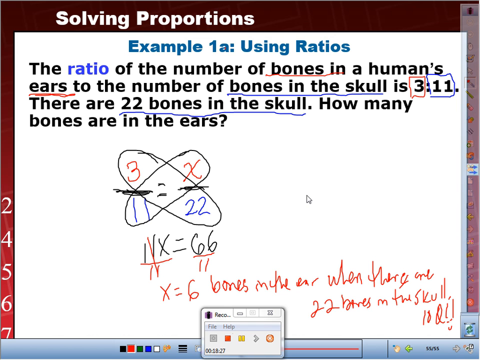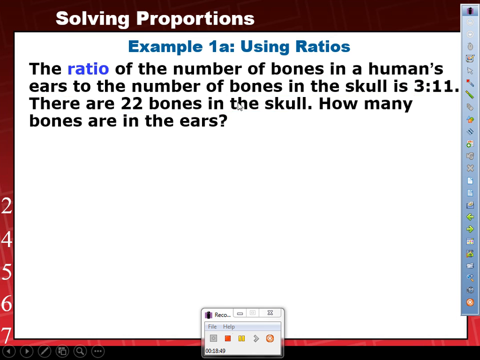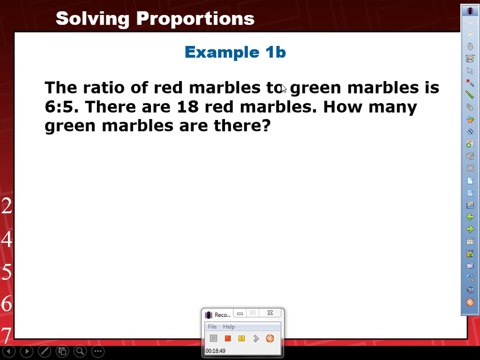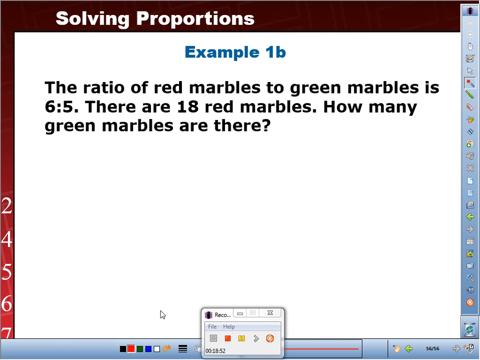Fairly simple? Yeah, right? So we're going to do another one, but you don't have to copy all the text. What I want you to do with the next one is help me underline stuff, and then you're going to create your own proportion, yes? Here we go. Example 1B. Copy this, please. Write example 1B, and I'm going to read it, and you're going to set up your proportion.